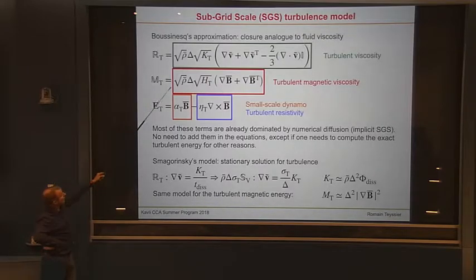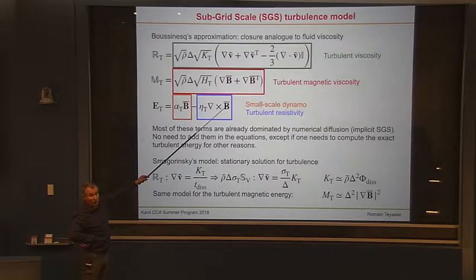So you do the same for the Maxwell stress, delta sigma t, and for the electromotive force, you have two terms. One term which is proportional to the mean magnetic field, and one term which is proportional to the mean current. And so this is called turbulent resistivity. And this is called the alpha term, which is actually connected to small-scale dynamo processes occurring inside your cell.